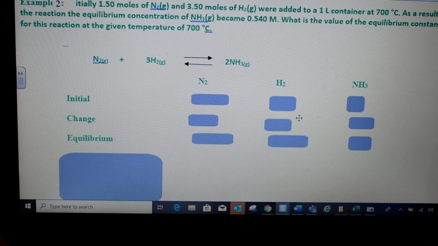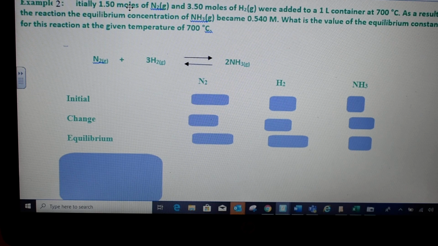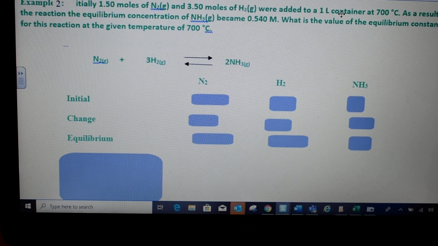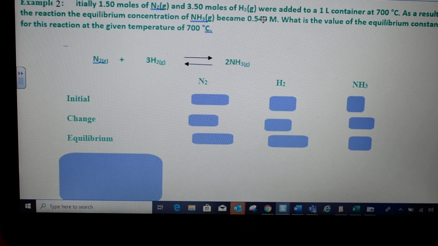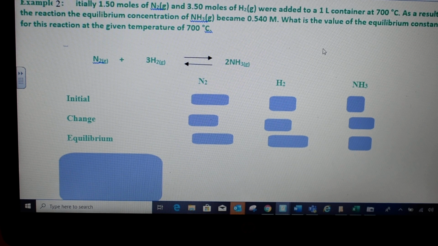Now, the next thing I want you to notice is, remember, the ice table has to include concentrations, and what they've given you here are actually amounts. They've given you the amount in moles, but they did tell you the reaction vessel was 1 liter. And you know, to find concentration, you simply take moles and divide it by your volume. So in this case, 1 liter. So this one's kind of a little bit easier for you because the container is 1 liter. Your molarity is going to be the same as your moles. So 1.5 moles divided by 1 liter is 1.5 molarity.